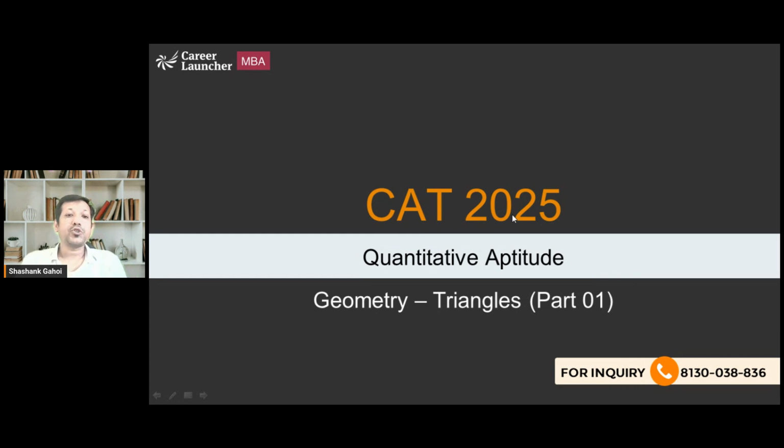And today we are going to talk about CAT 2025 quantitative aptitude. And today we are going to start a new topic, and that is geometry. So we are going to go step by step in geometry. We are going to learn the basic concepts of geometry, and we are going to solve a few previous year questions and see what kind of approaches, what kind of shortcuts we can use to solve the questions. Let's start.